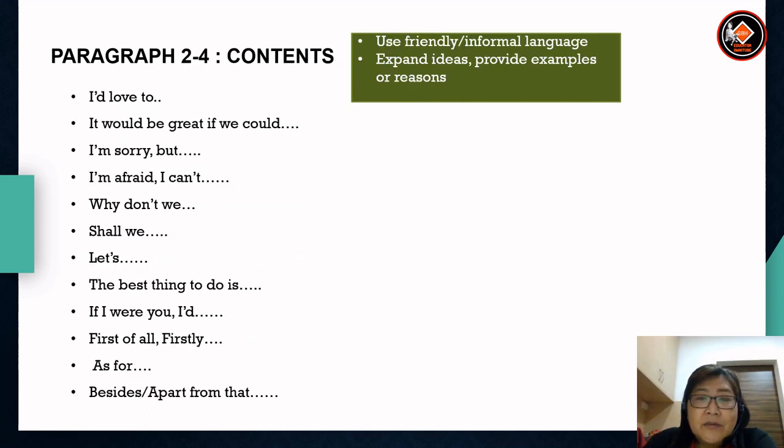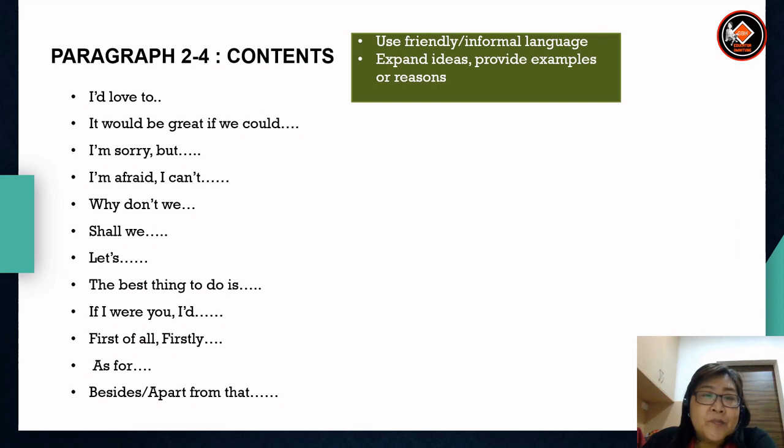For the content paragraphs, you can have maybe 2 paragraphs, so it will be content 3 or paragraph 3 or 4, or you can have even 3 paragraphs. So you have paragraph 2, 3 and 4. Here you need to use friendly or informal language. And then remember to expand your ideas, provide examples or reasons. Let's look at the phrases here.